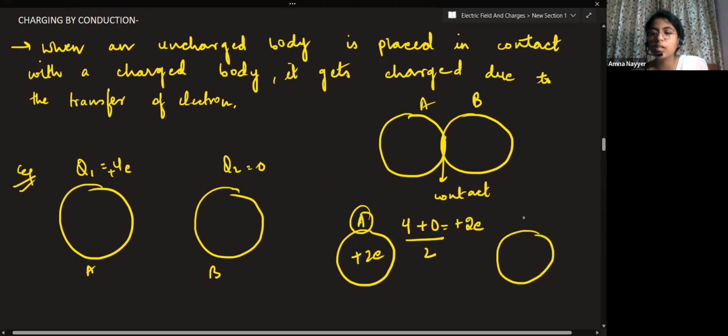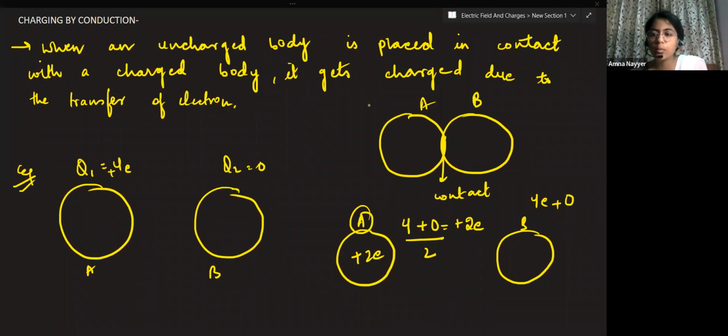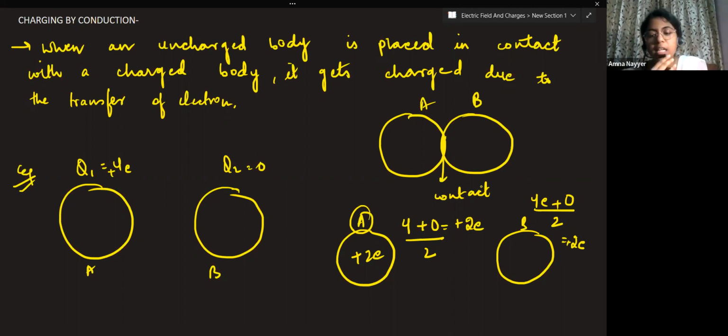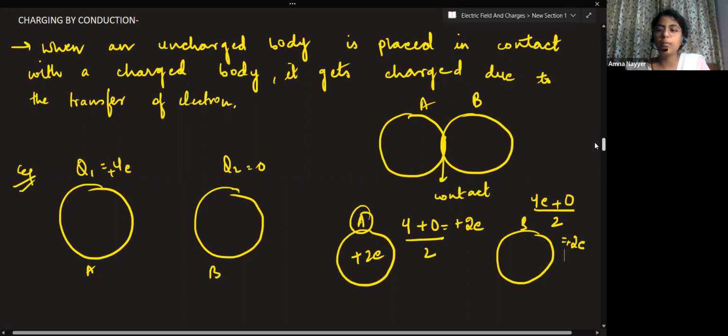Similarly, for the object B, it will be 4e that has come, plus the charge that is present, 0, divided by 2. So this becomes 2e. So this is the case when the two objects are identical. If A and B are identical, then only the charge gets equally divided. So I'll write down this also.